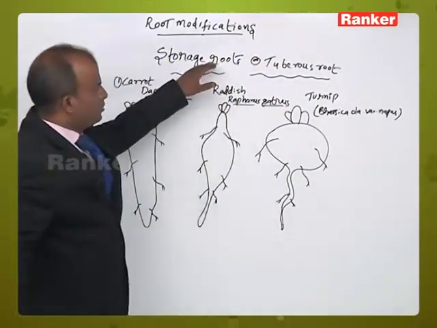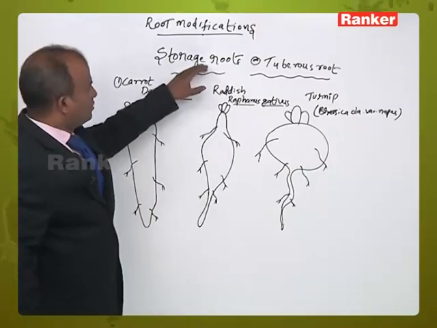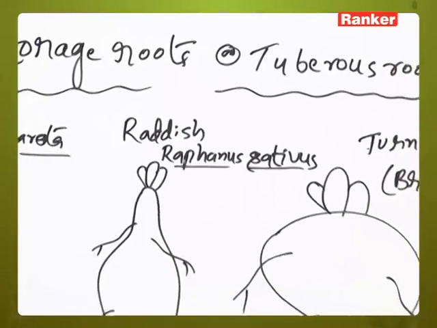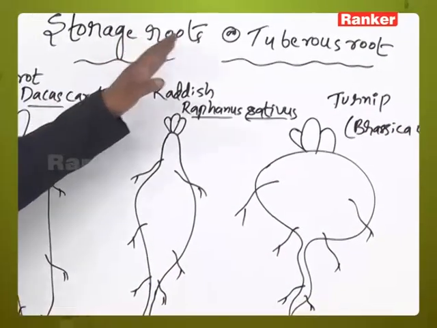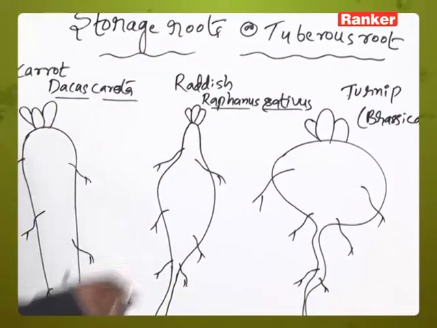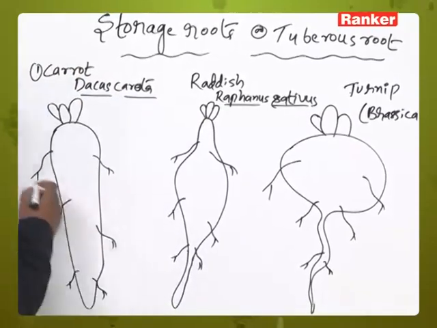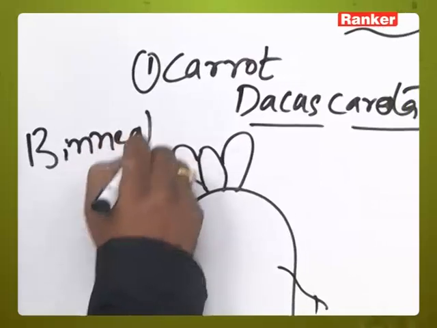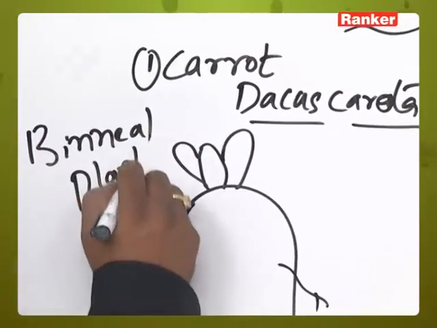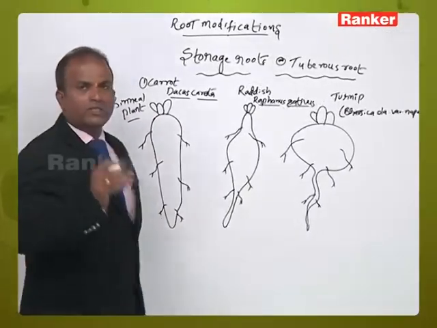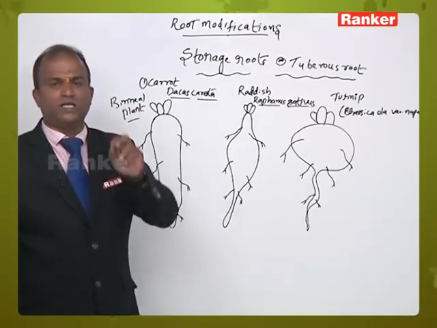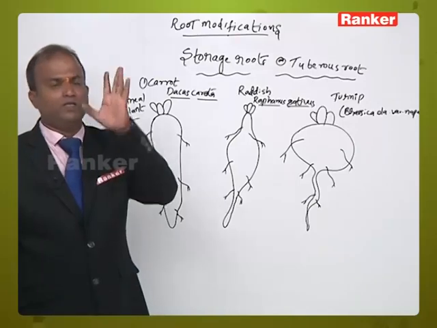Storage roots are tuberous roots. Mostly biennial plants show storage roots, also called tuberous roots. What is meant by a biennial plant? The plant which completes its life cycle in 2 years is a biennial plant.